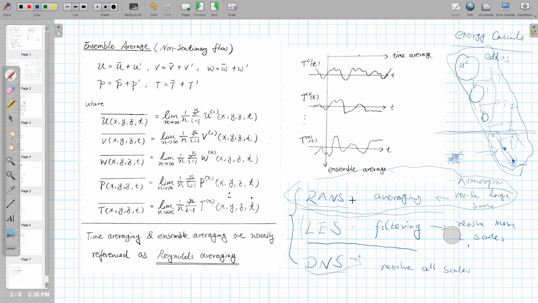I think it's MEC 512, the introduction to turbulence section. So these are some background for these three methods. And you need to know that what we are talking about right now for this averaging is only for the first method, okay? Only for RANS, not for LES and DNS.